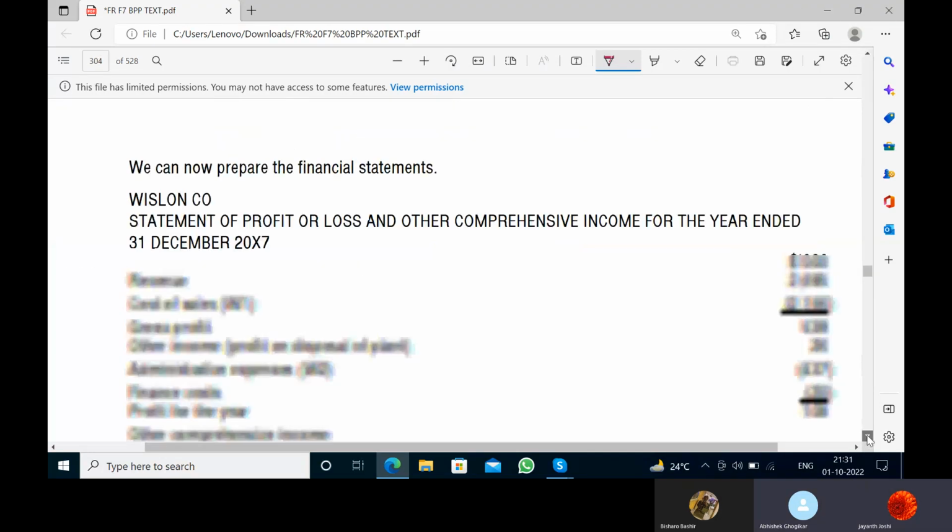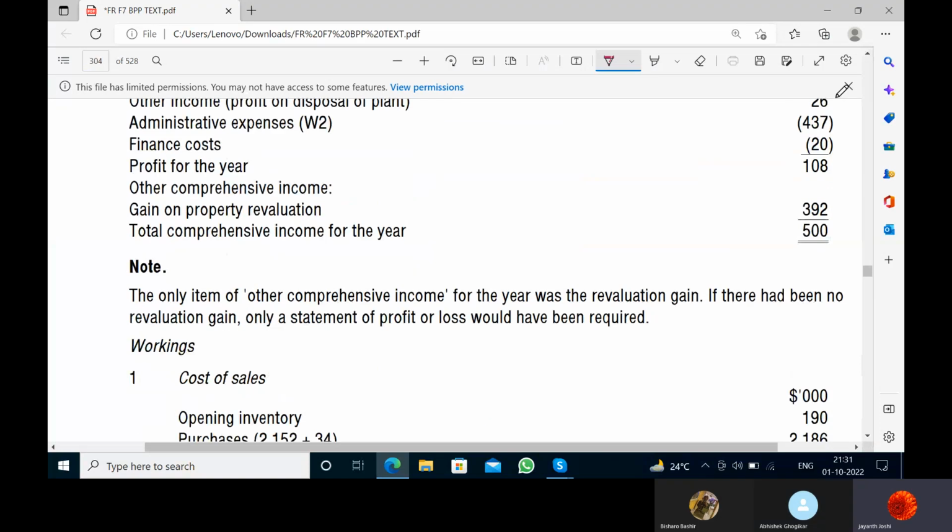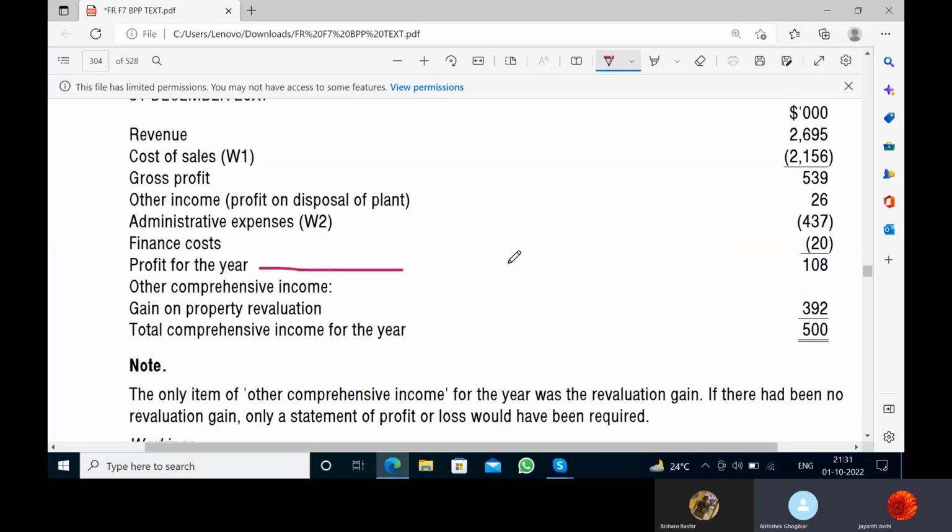And we found the statement with the net profit for the year. Now we will find out the gain on property revaluation. Just check this adjustment. Now let me give you some information regarding this. As you already know, gain on property revaluation is nothing but an unrealized nature income.